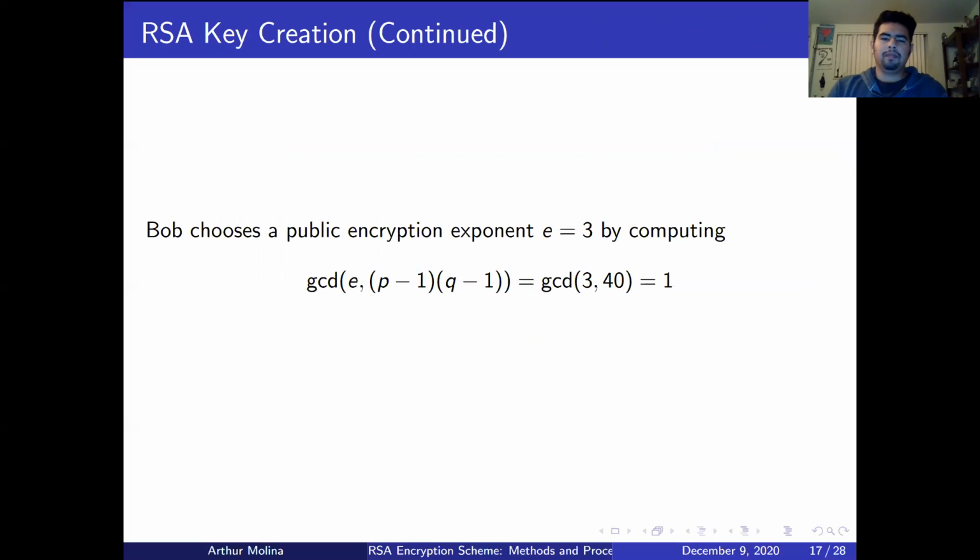Then Bob chooses his encryption exponent E, which is equal to 3. And then, using the proposition that was previously mentioned, he checks the compatibility: he computes the GCD of E and the product of P minus 1 and Q minus 1, and he gets a GCD equal to 1.